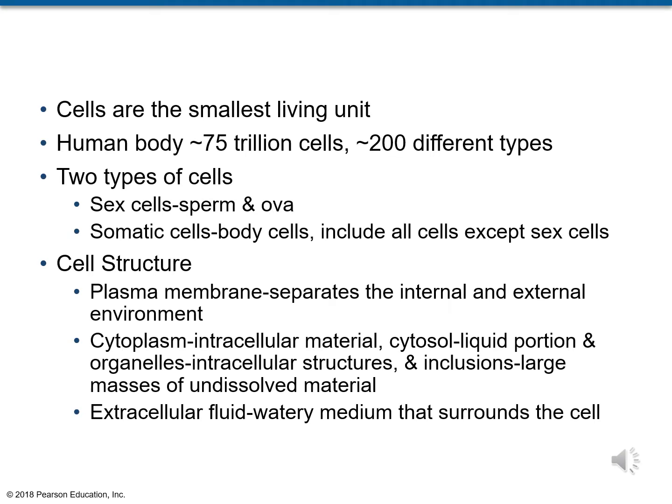Chapter 3, Cellular Level of Organization. Cells are the smallest living unit in the body. The human body has about 75 trillion cells, about 200 different types of cells.